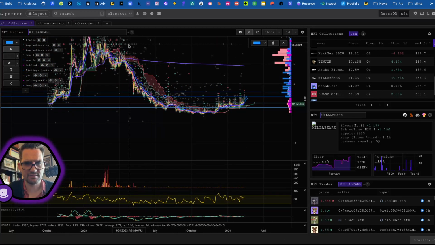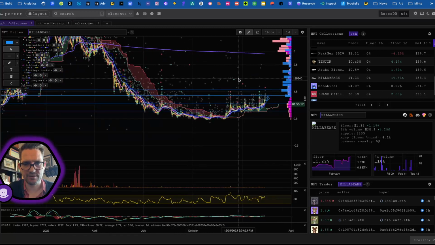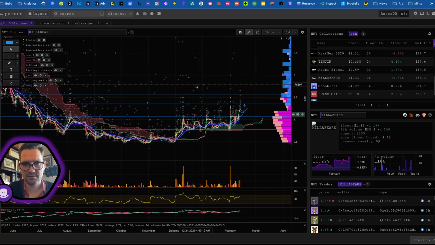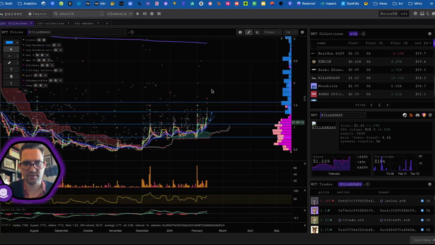And look back to earlier in 2023, they were 4 ETH and higher at one point. So definitely some room to move on them.